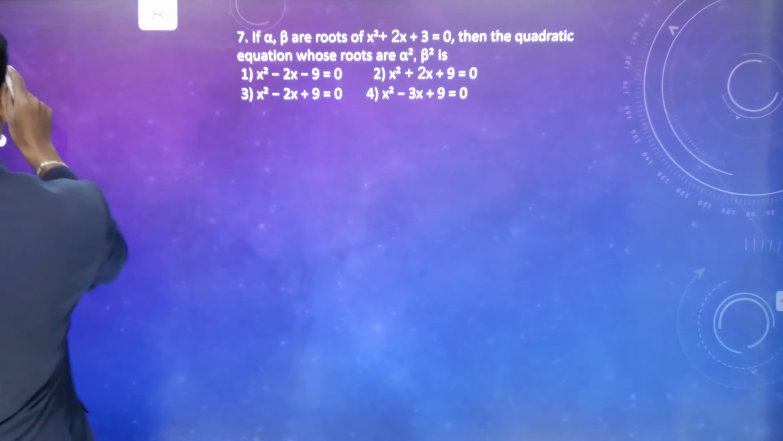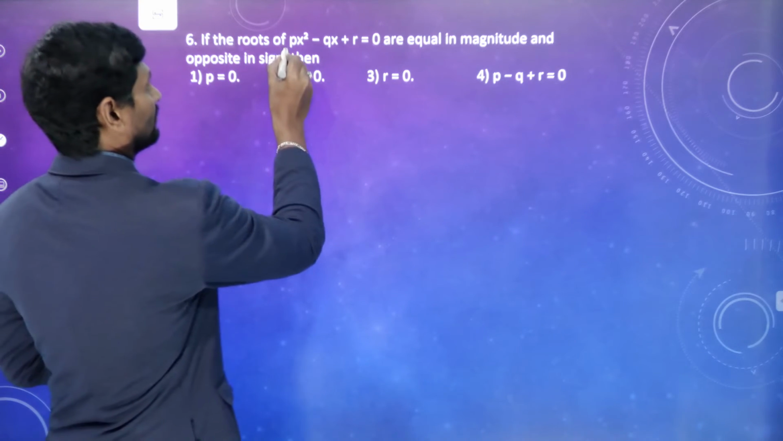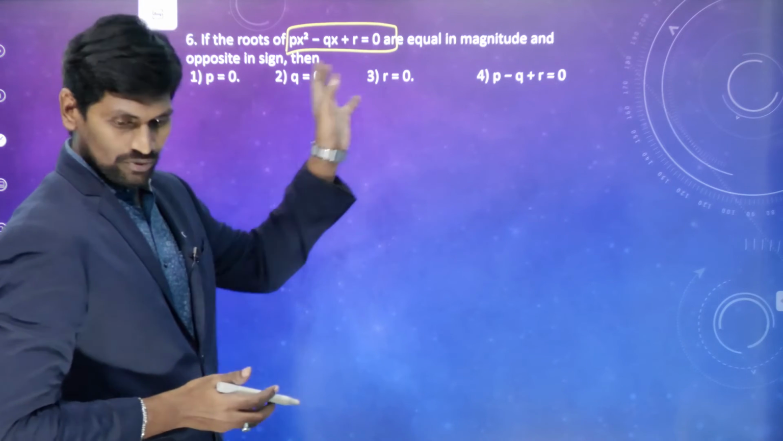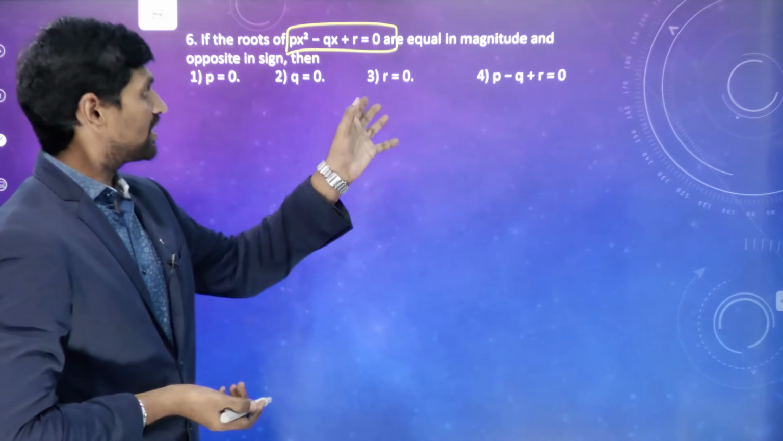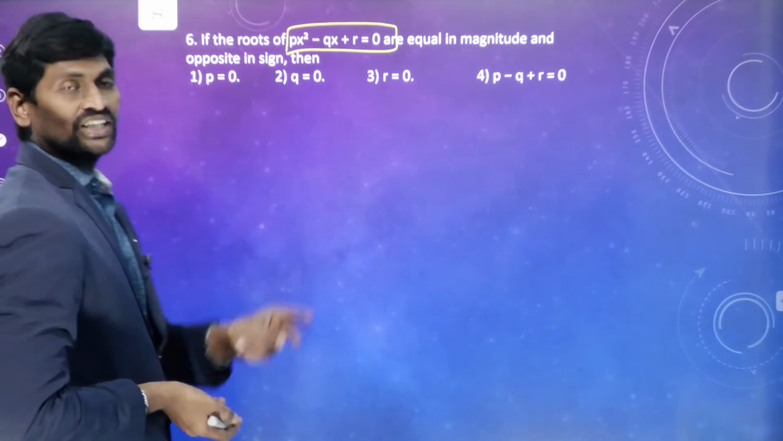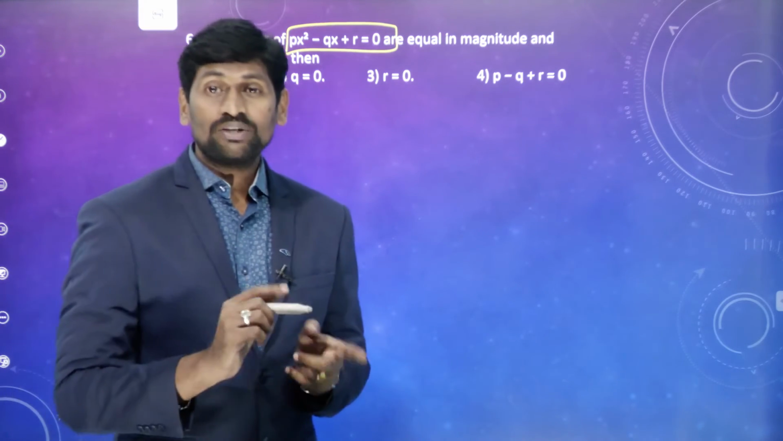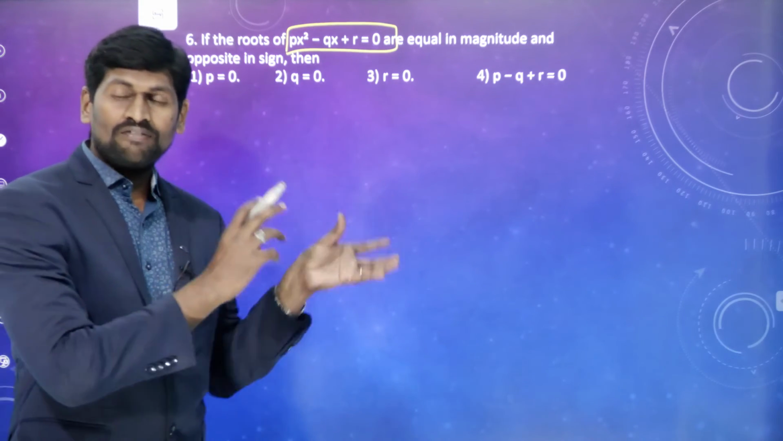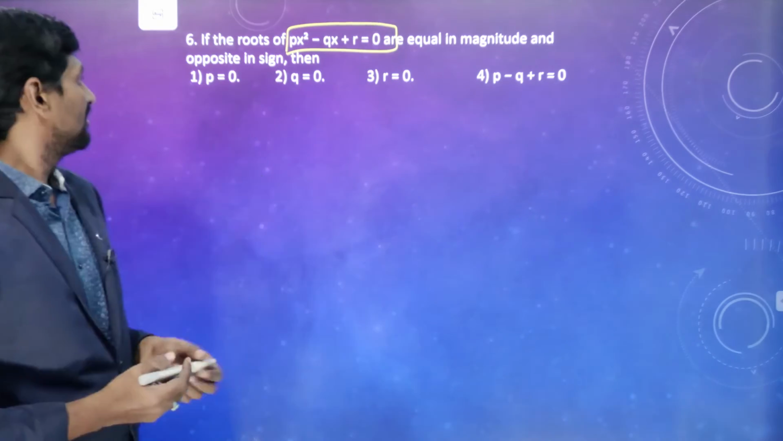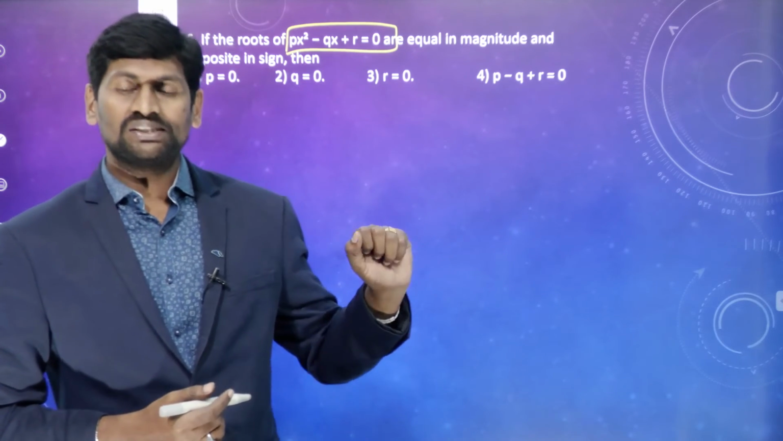6th one. If the roots of the quadratic equation px square minus qx plus r equals 0 are equal in magnitude and opposite in sign. Equal in magnitude means value wise both are equal but sign wise different. If one of the values is 5, obviously another value will be minus 5. Am I right? So accordingly, roots are same magnitude wise but different sign wise.